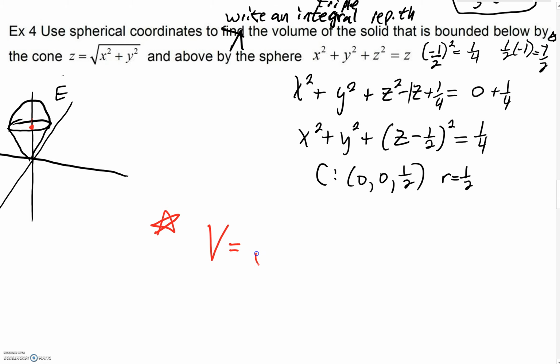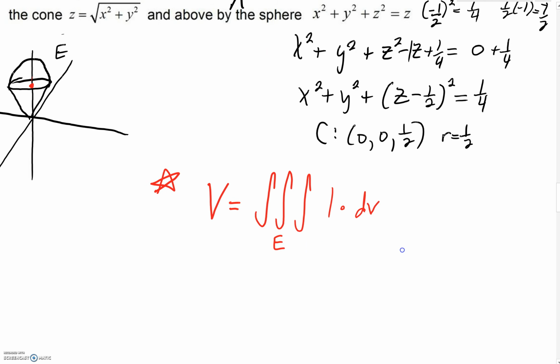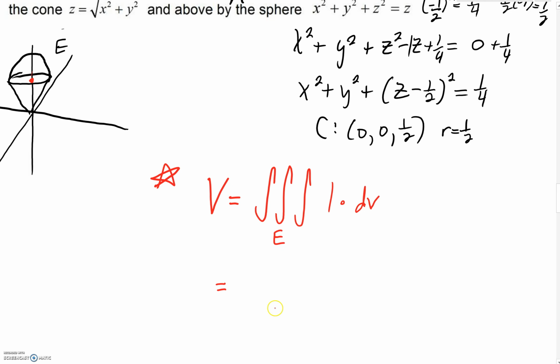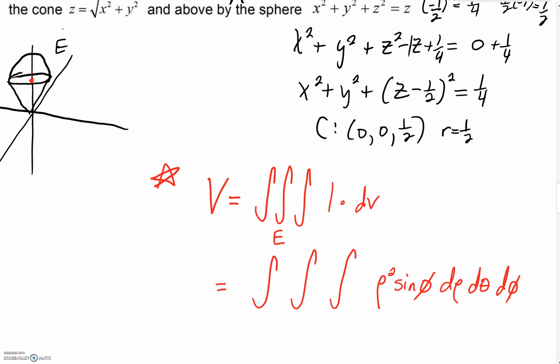You might remember that volume integrating over a solid can be found when you just put 1 inside your integrand. So of course we're going to jump over and convert this integral into spherical coordinates. But that's going to beg the question then, what are the bounds for these three integrals?